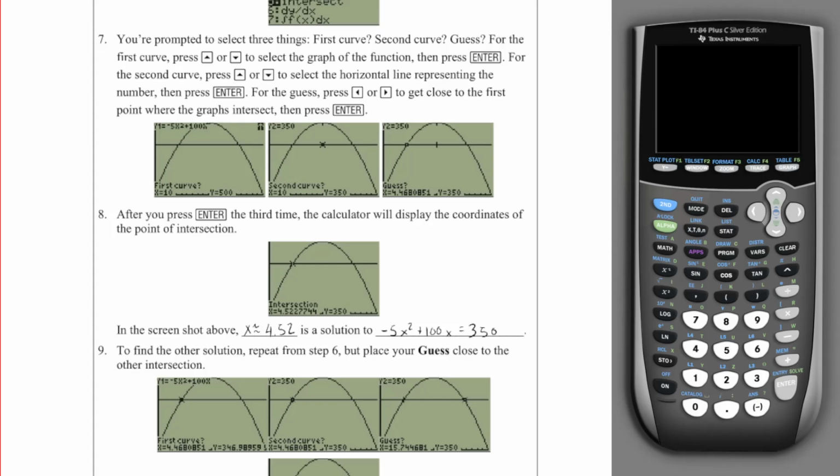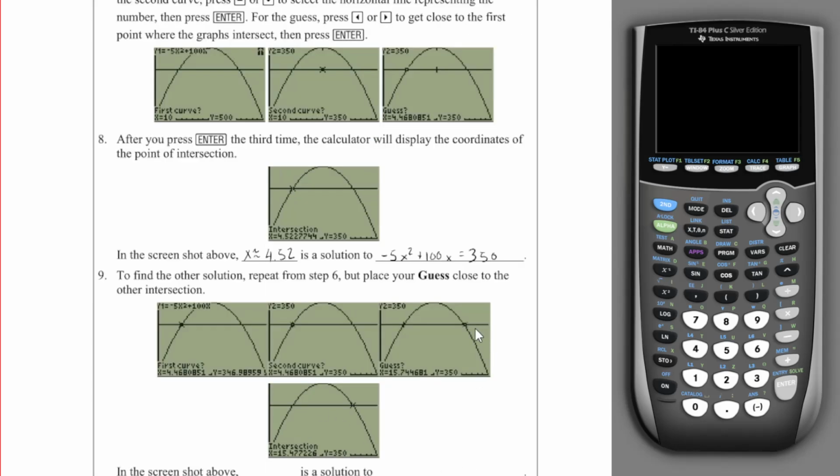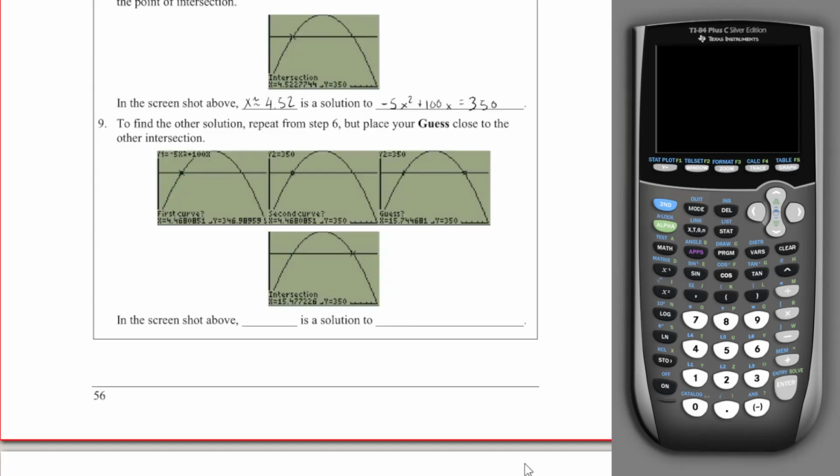To find the other solution, we go back and select the intersect function again, pick the first curve, our quadratic, the second, our straight line, but now we put our guess close to the second point of intersection. And we see about 15.48 is a solution to negative 5x squared plus 100x equals 350.